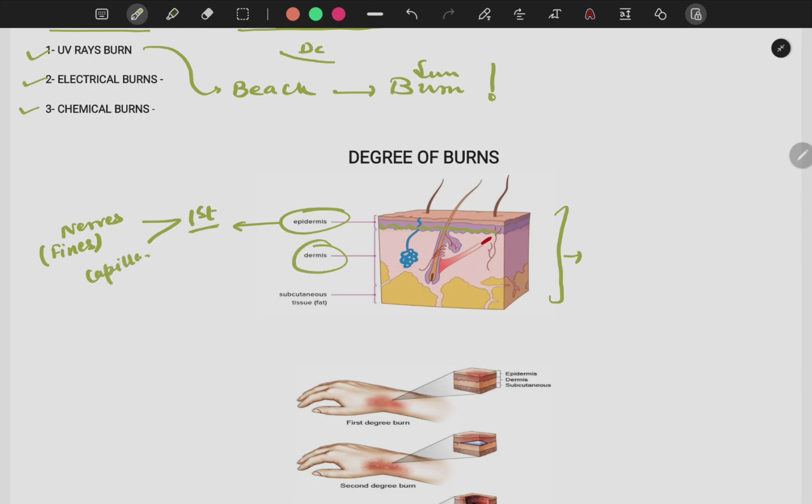Then we come to the dermis, which is the layer inside the epidermis. You can divide the dermis into two parts. The first is the papillary dermis, the other is the reticular dermis. Both layers of the dermis have a certain amount of nerves. Always remember, the epidermis never has any nerve endings.